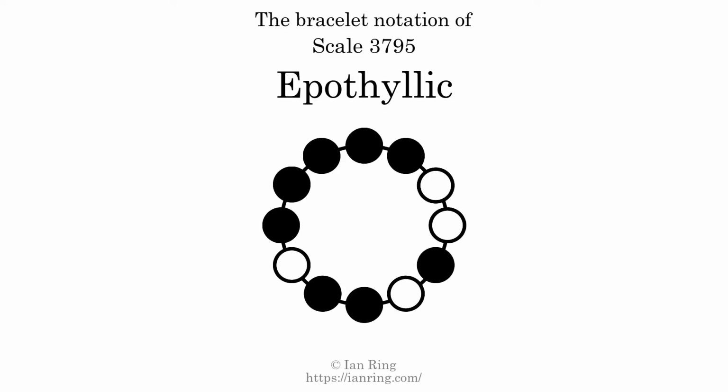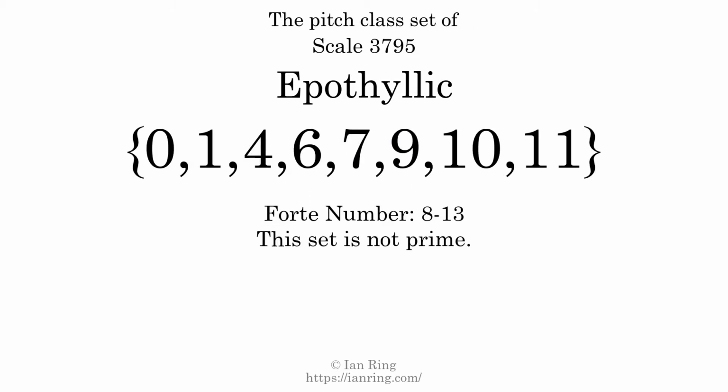This is a bracelet notation diagram of scale 3795. The shaded circles represent tones that appear in the scale, and they are read clockwise, starting at the top. The pitch class set for this scale is 0, 1, 4, 6, 7, 9, 10, 11. The forte class is 8-13. This set is not prime.